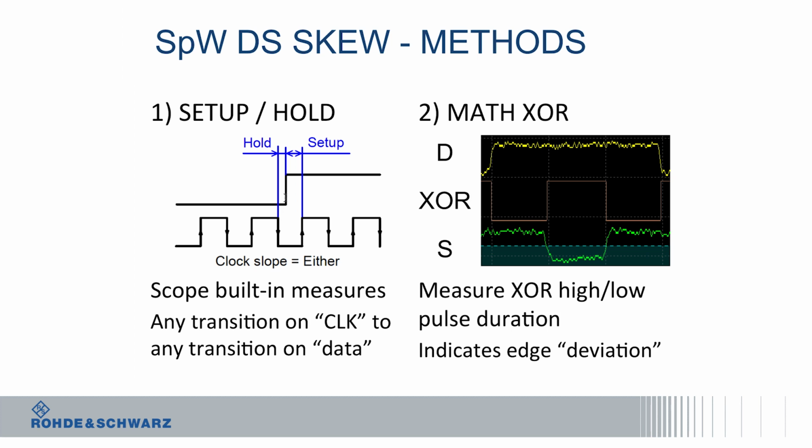to be able to measure, this could be a rising edge like you see on the picture, or could be a falling edge. And here you also are measuring any transition on these other signals, so could be rising edge or could be falling edge. So in summary, you're measuring any transition on clock to any transition on data. This is method 1.